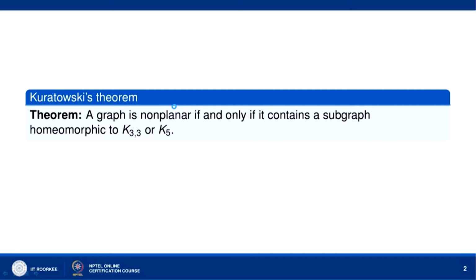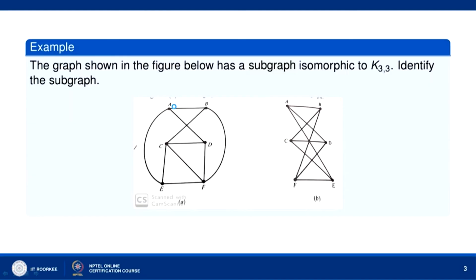So in a way, this theorem can also be interpreted as: a graph is planar if and only if it has no subgraph which is homeomorphic to K3,3 or K5. So, Kuratowski gave a characterization of planar graphs. Now, let us see some examples on this Kuratowski's theorem. Let us look at this example.